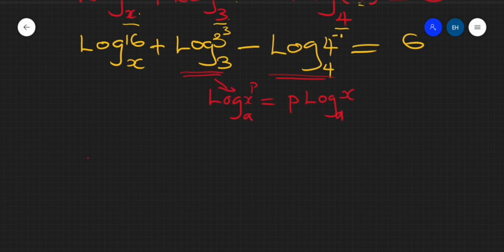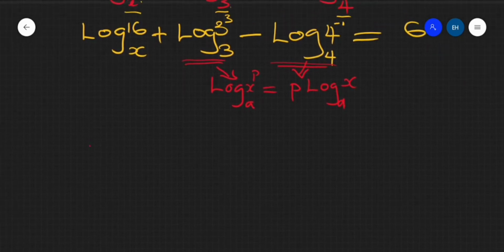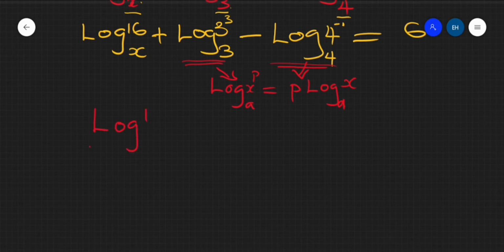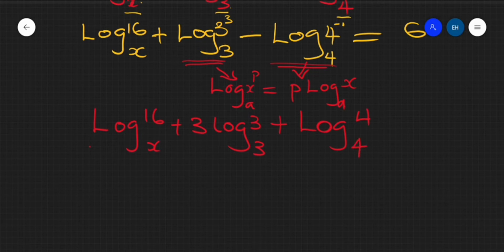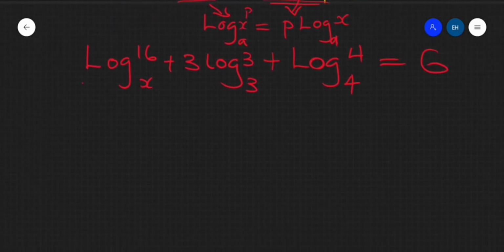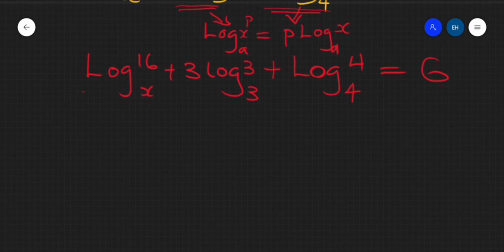So that's what we apply there. Let's rewrite it in that form. This one we still haven't touched. Log 16 base x plus 3 log 3 base 3. Then this negative affects this negative, so it becomes a positive. Log 4 base 4, giving us 6. Okay. What else can we do to our expression, or which law can we apply?